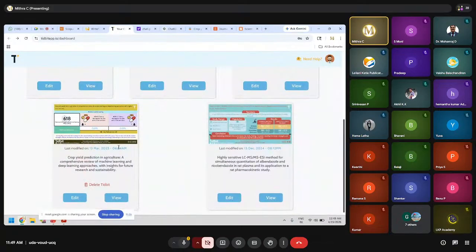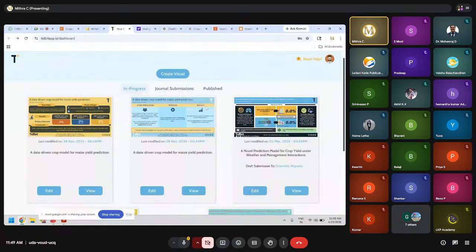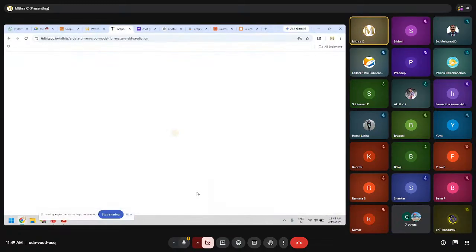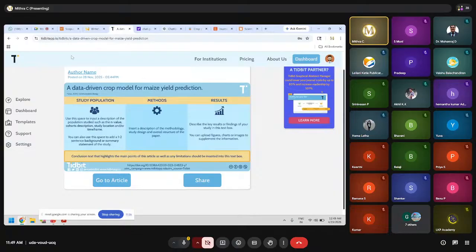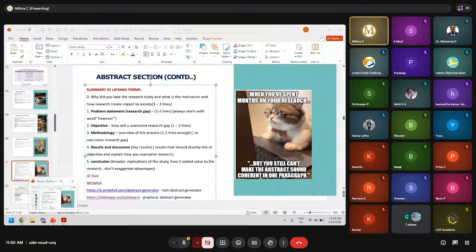In submission, let us assume you have various templates over here. Based on the paper pasted, it will auto create the visual abstract. So this is called a visual abstract. Nowadays we are able to see visual abstracts also, so if you want, you can use it in the PPT and paste it in the research article. All these things can be edited and done here. So you can explore this Tidbit app, which will be more helpful to you.